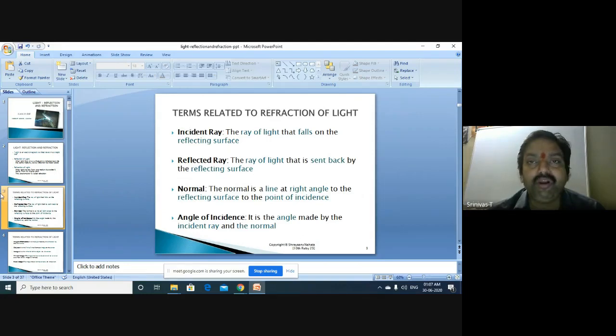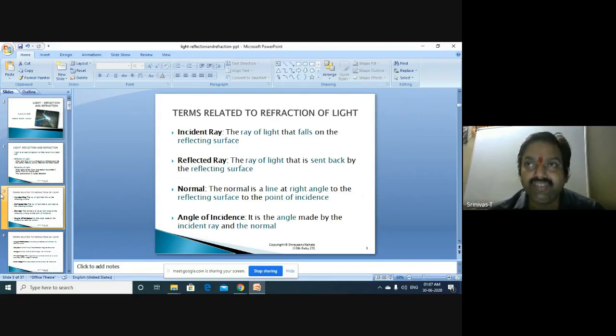Now coming to the very important definition called normal. As in mathematics, we refer to a line which is perpendicular to a given plane as normal. Here also, a normal to the surface of separation is a line at right angles to the reflecting surface at the point of incidence. So exactly at the point of incidence, if you draw a straight line perpendicular to the surface, that is said to be normal.